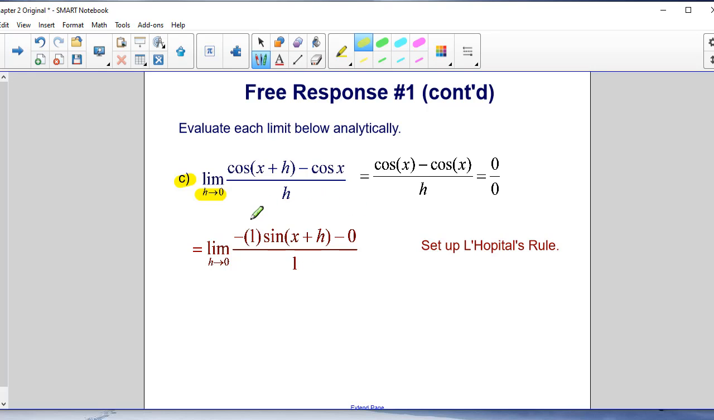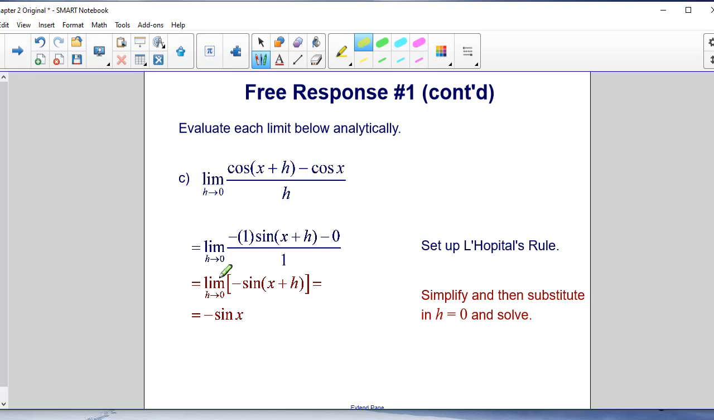And now we're going to clean this up. So instead of having negative 1 times the sine of x plus h minus 0 over 1, it's going to look like the limit as h approaches 0 of minus the sine of x plus h. So we replace h with 0, and we end up with the limit will approach negative sine x. So the limit will depend on the value of x.